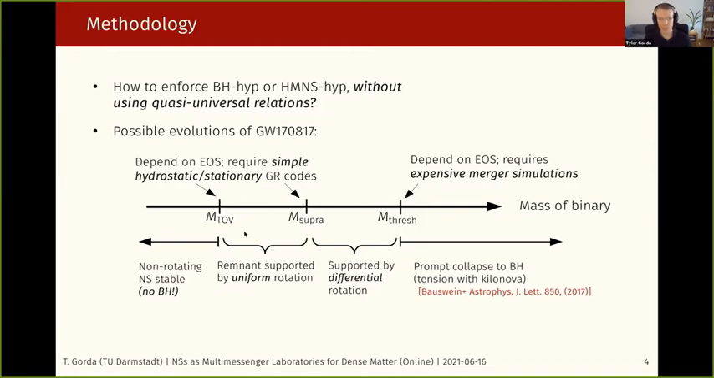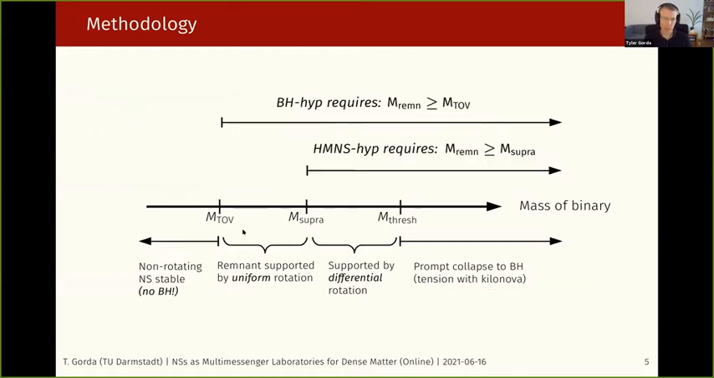The TOV limit mass is easy to compute, and the supermassive limit, if you have a hydrostationary GR code, is also easy to compute. And that means that we can easily compute and implement a black hole hypothesis requiring that the mass of the remnant was at least the TOV mass, because otherwise we wouldn't have a black hole possible. And the hypermassive hypothesis requires that the mass of the remnant is greater than or equal to the supermassive limit. Again, to be consistent with the electromagnetic counterparts, it would make the most sense to also demand that they're less than this mass, but that's just too computationally expensive for us to do.